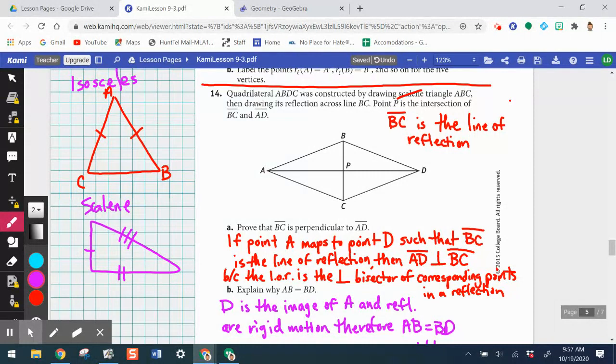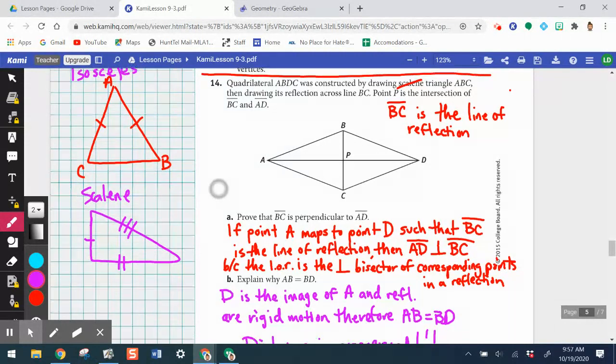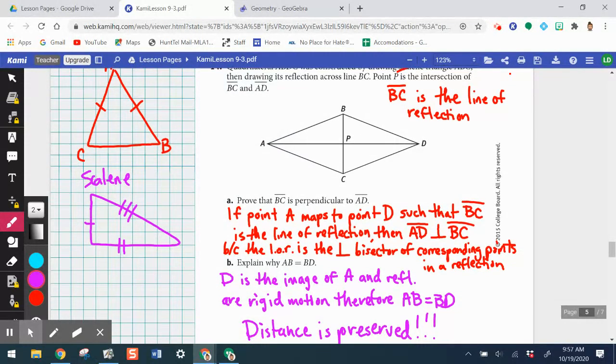But they're telling us that this quadrilateral ABDC was actually created by reflecting a triangle across one of its sides. In fact, across line BC. That's why I said over here, line segment BC is the line of reflection. So point P is the intersection of BC, the line of reflection, and line segment AD. So A said, prove that line segment BC is perpendicular to line segment AD.